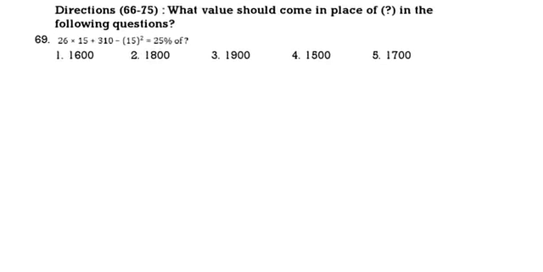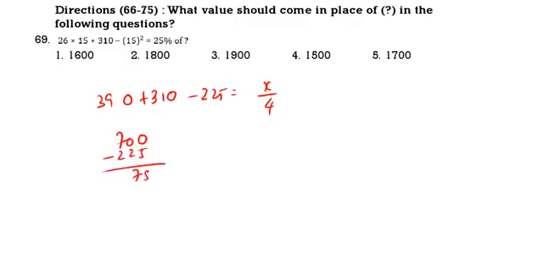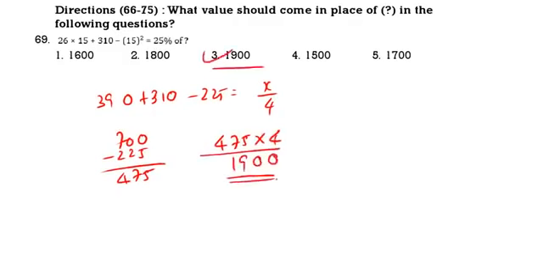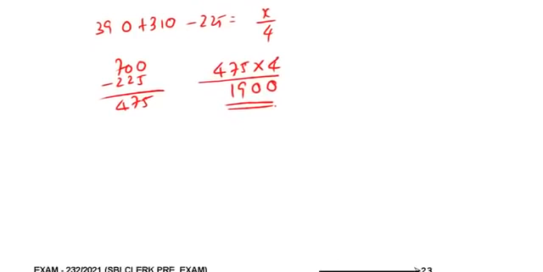26 into 15, 15 sixes are 90, 390, plus 310 minus 225 is equal to x by 4. 390 plus 310 is how much? 390 plus 310, 700. So 700 minus 225 is 475. The answer is 475 into 4. 4 fives are 20, 1900 is the correct answer. Option 3. Next question.